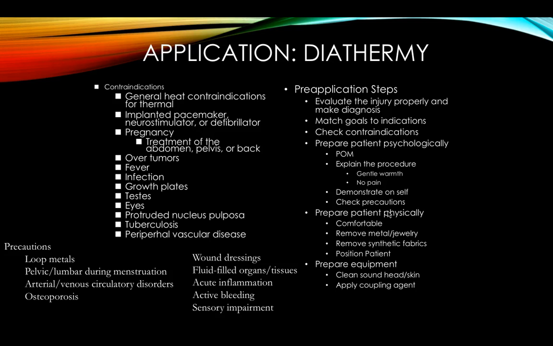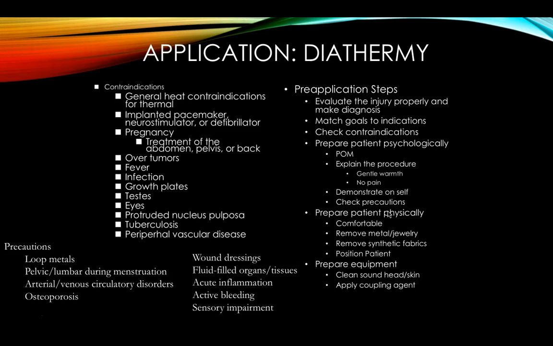Contraindications, okay, general heat contraindications if we're doing thermal. We got our implanted pacemakers, our defibrillators, our pregnancy issues. Again, those people shouldn't even be within usually 40 feet of the machine. Cancers, fevers, infections, growth plates, fluid-filled organs. So again, our testes and our eyes. Protruded nucleus pulposus. If they have tuberculosis or peripheral vascular disease, thrombophlebitis, things like that, those would all be reasons to not use it as well.